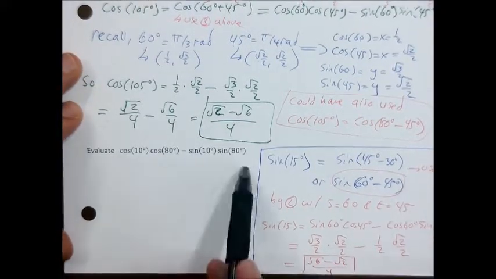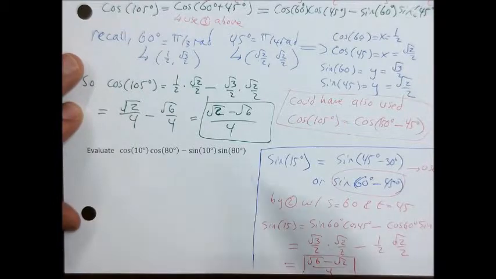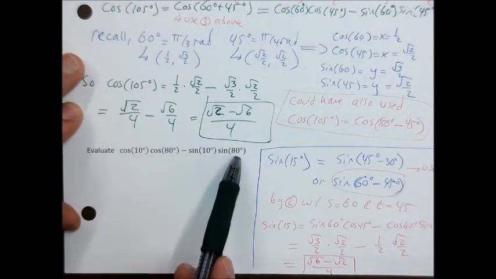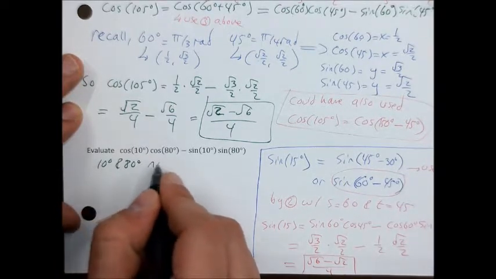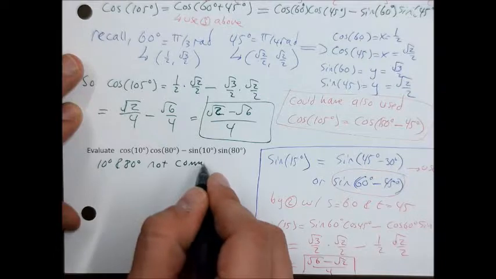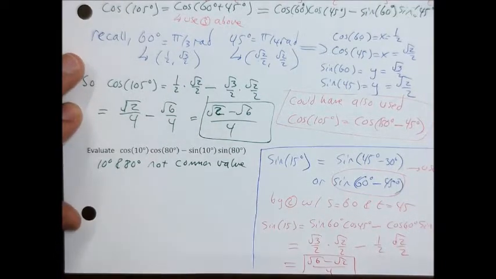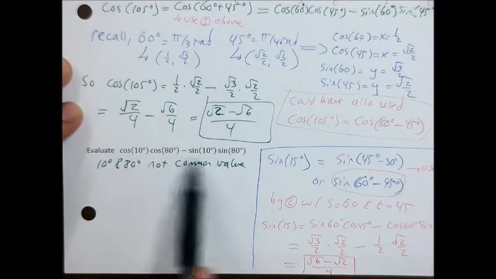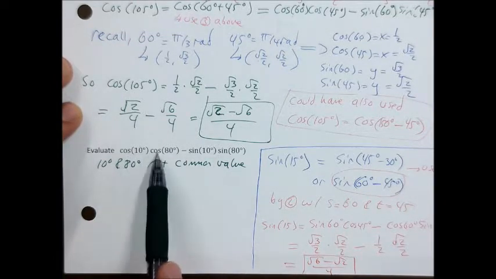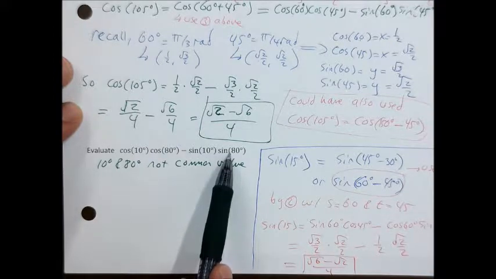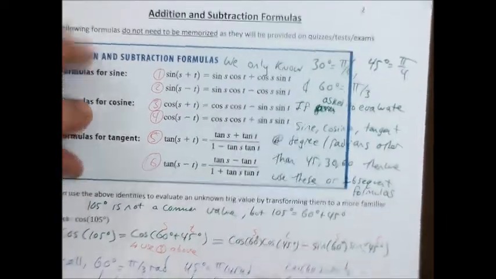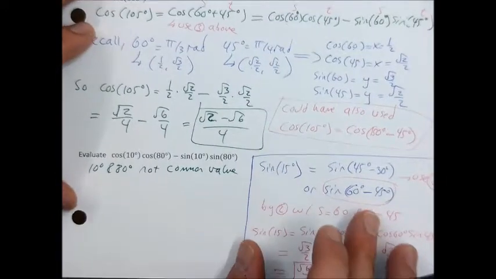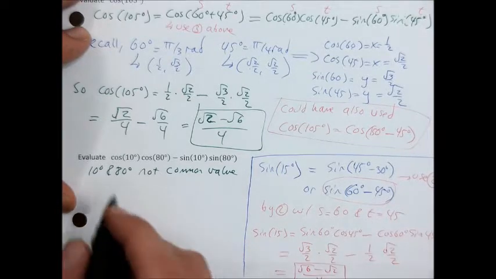So if I'm looking at this expression, first of all, I can't evaluate those individual things, right? We don't know 10 degrees or 80 degrees because they're not common values. We don't know where they are in the unit circle. I don't know the x or the y values that are associated with them. But which one of the formulas does that look like? So we have cosine, cosine, minus sine, sine. Third one? Yeah, it looks like number 3, right? Cosine, cosine, minus sine, sine. So it looks like number 3 with s being 10 and t being 80.